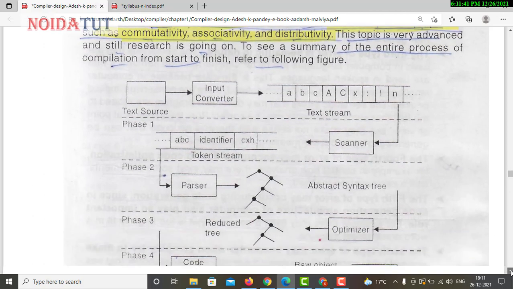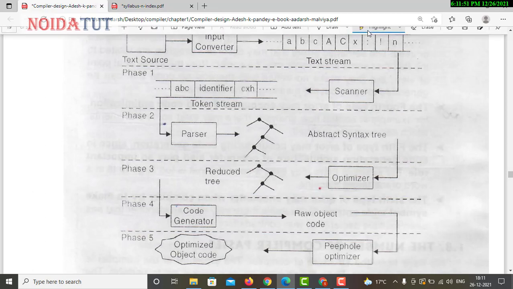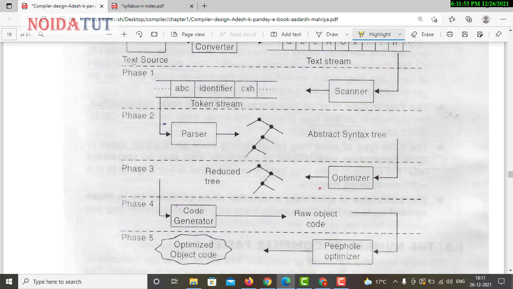Now proceeding further, this is the block diagram, how it is working. We are just going to see how the entire set of code is being compiled. In the first part, you can see the text source.